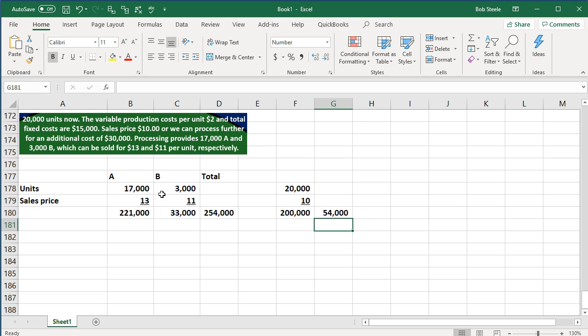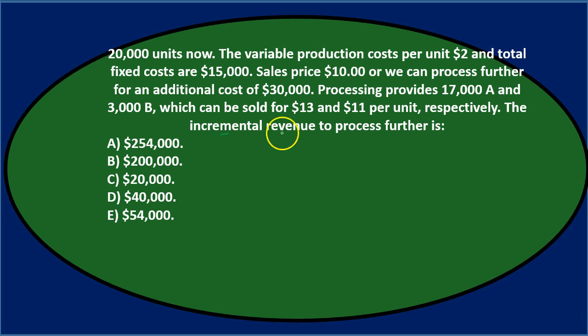Now this doesn't help us complete the decision. Again, they didn't get to the final question. They're asking for the incremental revenue, not whether we should do it or not, which means we're going to have to take into account the incremental revenue and the incremental costs as well. But be careful what they ask for. This is what they're asking for. This is what we'll give them. We're looking for the 54,000. That's going to be E, 54,000. Final answer.